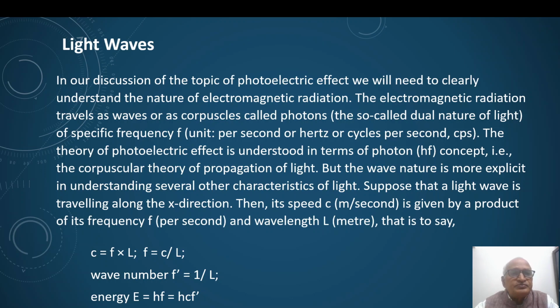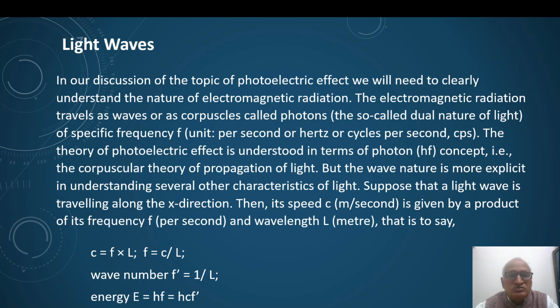Light waves. In our discussion of the topic of photoelectric effect, we need to clearly understand the nature of electromagnetic radiation. Electromagnetic radiation travels as waves or as corpuscles called photons, the so-called dual nature of light. Photons have a specific frequency, with units of per second or hertz or cycles per second, abbreviated as CPS. The theory of photoelectric effect is understood in terms of the photon concept, that is the corpuscular theory of propagation of light. But the wave nature is more explicit in understanding several other characteristics of light.